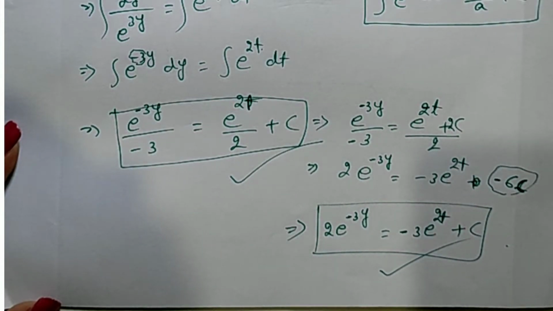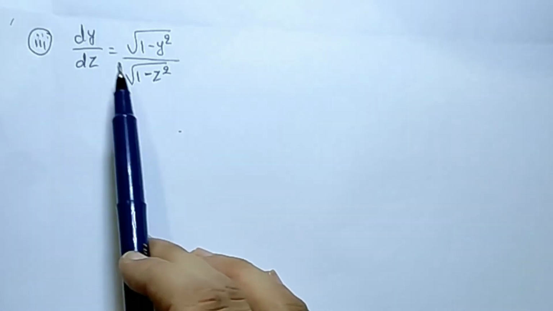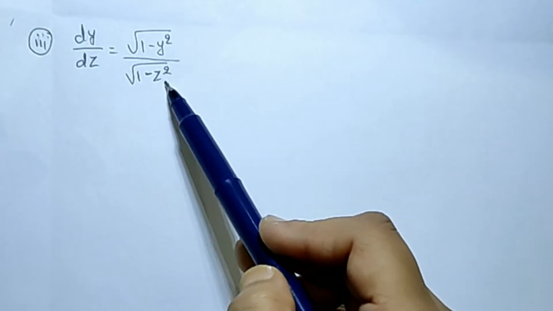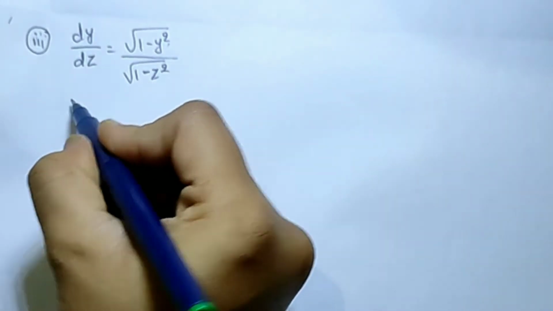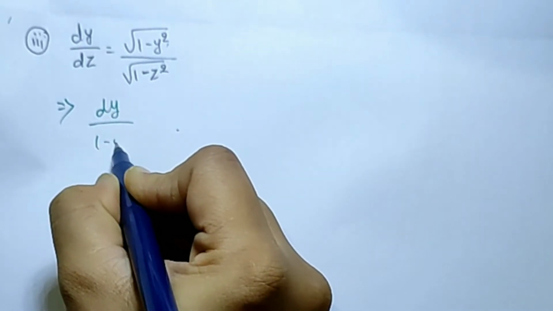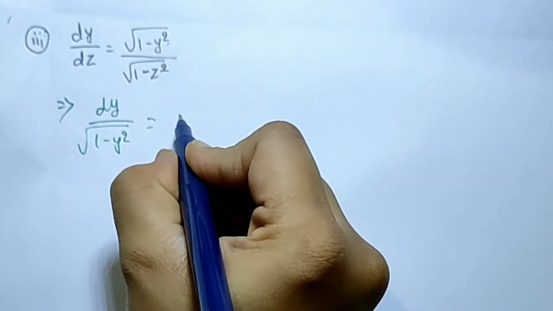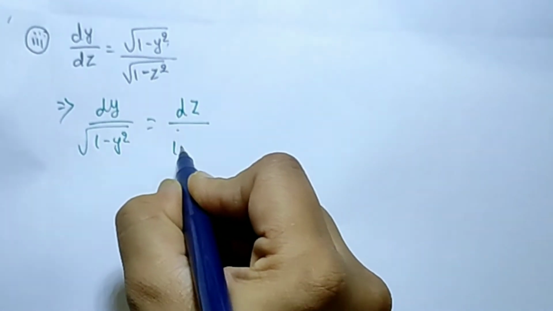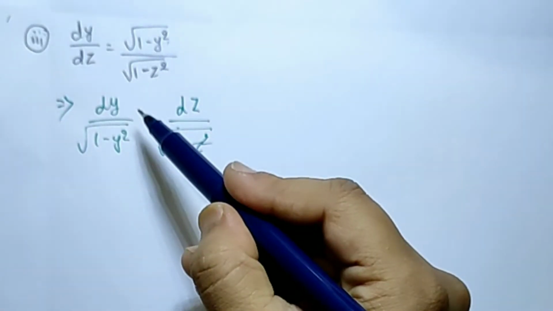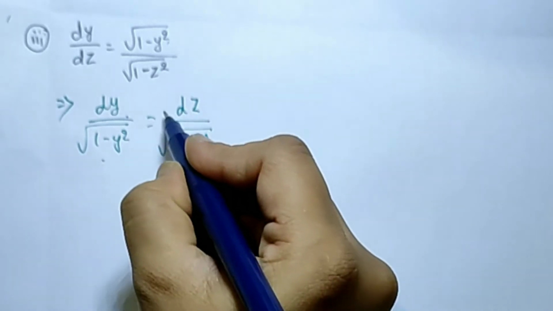Okay, next question is dy by dz is equal to square root of (1 minus y square) by square root of (1 minus z square). I can separate these variables. How can I separate? This implies dy by square root of (1 minus y square) is equal to, this dz is divided on the left-hand side, so on the right-hand side it will be multiplied, dz by square root of (1 minus z square). I can write, right? Okay, so dy by square root of (1 minus y square) is equal to dz by square root of (1 minus z square).